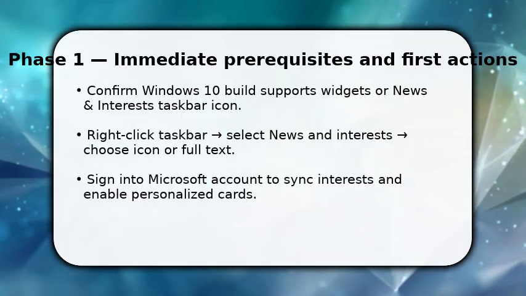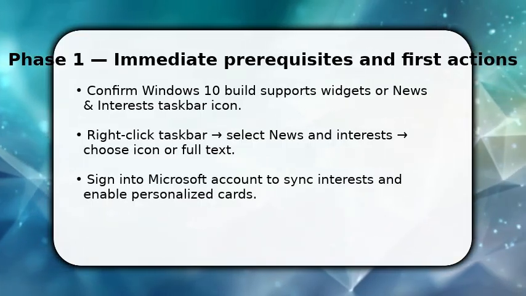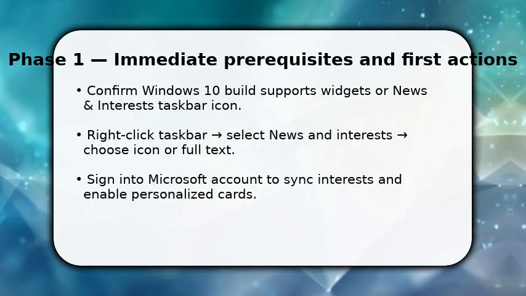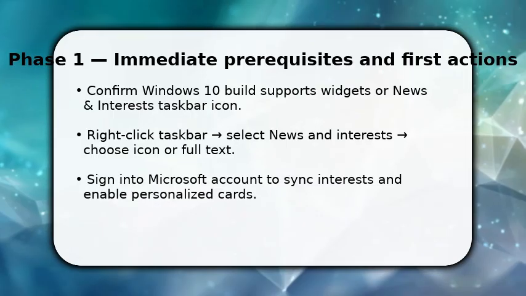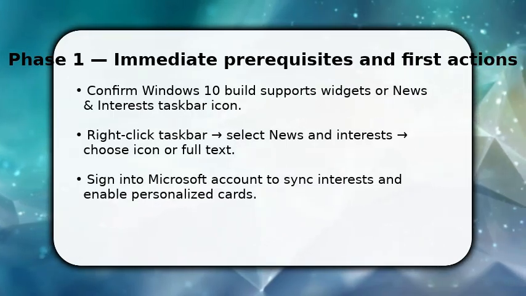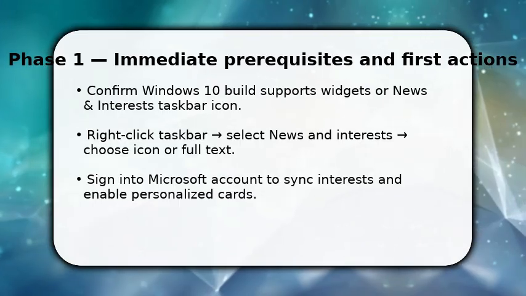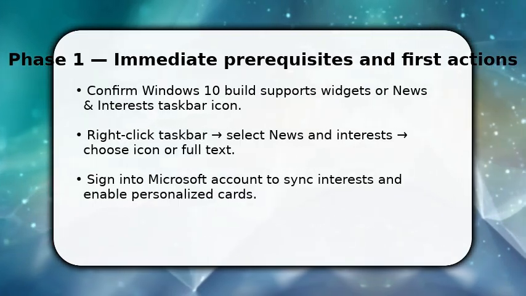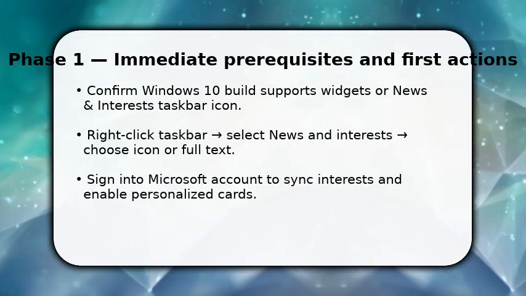You start by enabling the Windows widget surface, because without it you can't add or customize cards. Right-click the taskbar and choose News and Interests. Once done, pick the icon or Open View so widgets appear. Make sure to sign into your Microsoft account to sync interests and ensure personalized cards load. This step activates the widget host process and lets you add, move, and remove content.